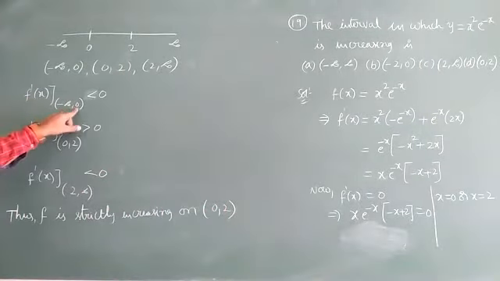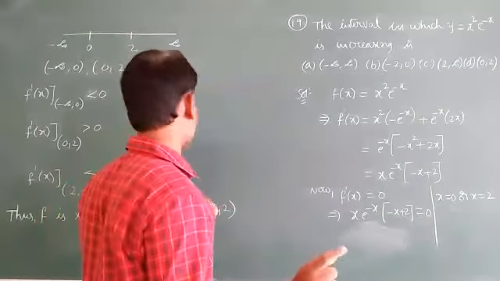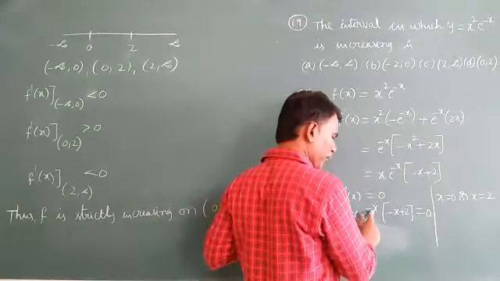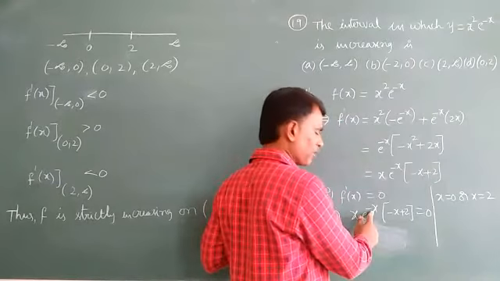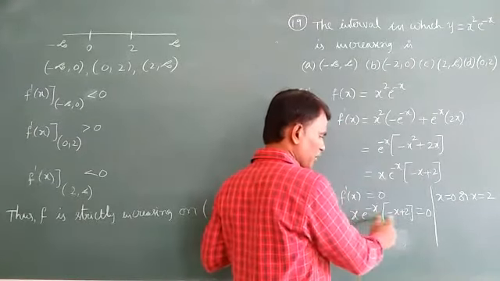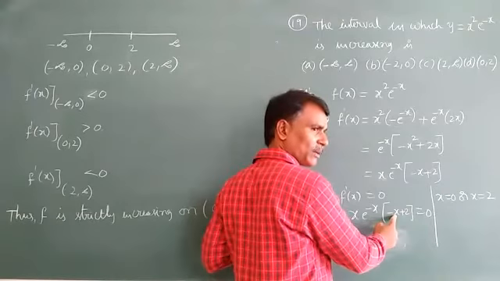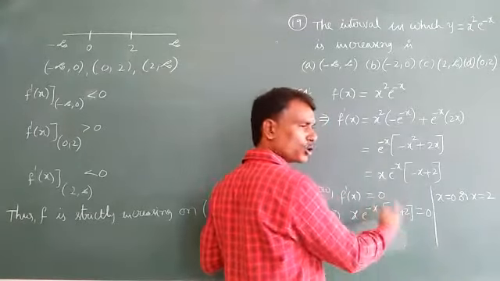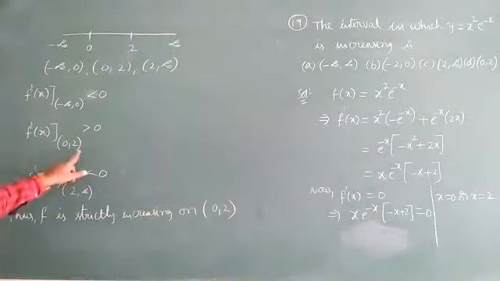So f dash of x on minus infinity comma 0 gives a negative value, less than 0. On 0 comma 2, take plus 1. Plus 1 means 1 into e power minus 1, which means 1 by e, positive only. And 2 minus 1 is plus 1, positive only. So automatically the total value is greater than 0.